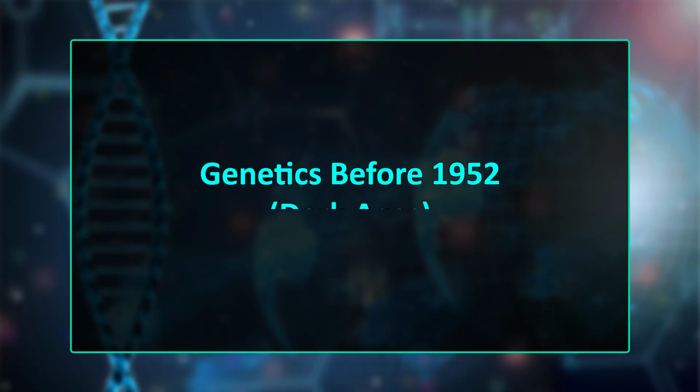The progress of human genetics is as follows. The genetics before 1952, that is the Dark Ages. It took many years to settle the most fundamental question in cytogenetics, that is, what is the chromosome number in a normal diploid human cell?